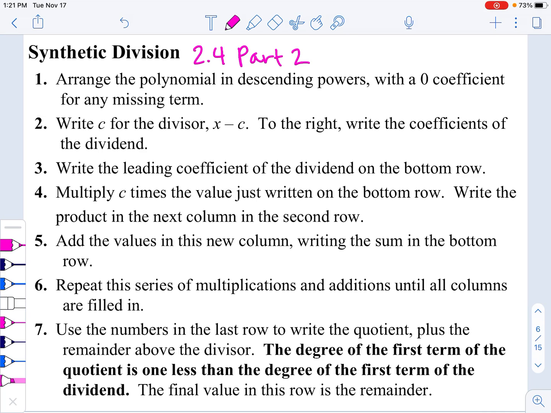So we have these 7 steps, very similar to how the long division was, a lot of words, a lot of unknowns until you actually get into doing them. So I'm going to read through them, explain a couple of things as we go, but you're really going to understand it once we get to an example.